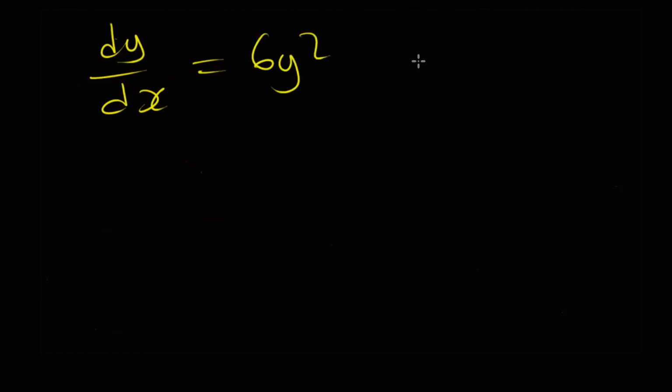So the third example. This one is separable, but at the same time it has an initial condition, so it will be good to do it. It's dy/dx equal to 6y squared. The initial condition is y equal to 1 over 25. I think you can see properly, right? Yeah, I can see. So that is the question.